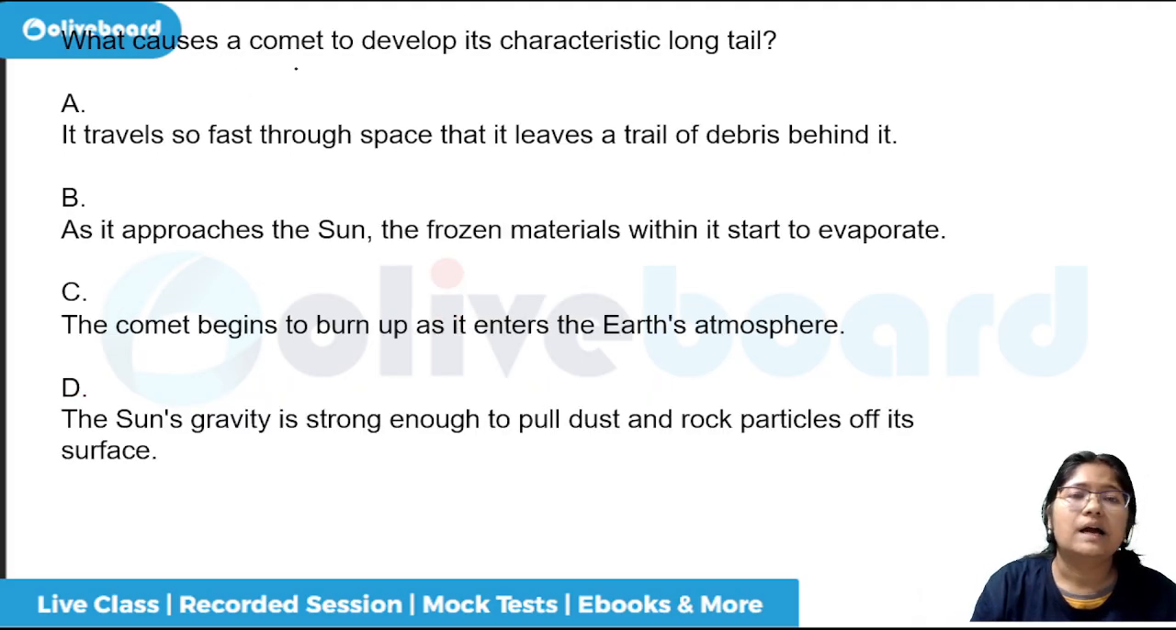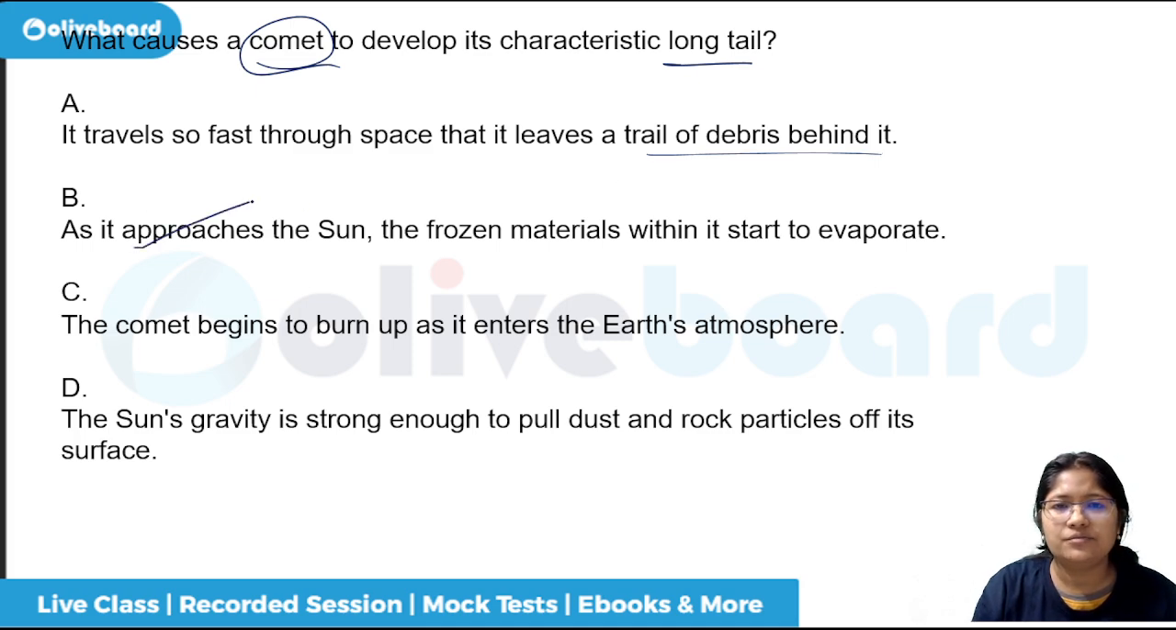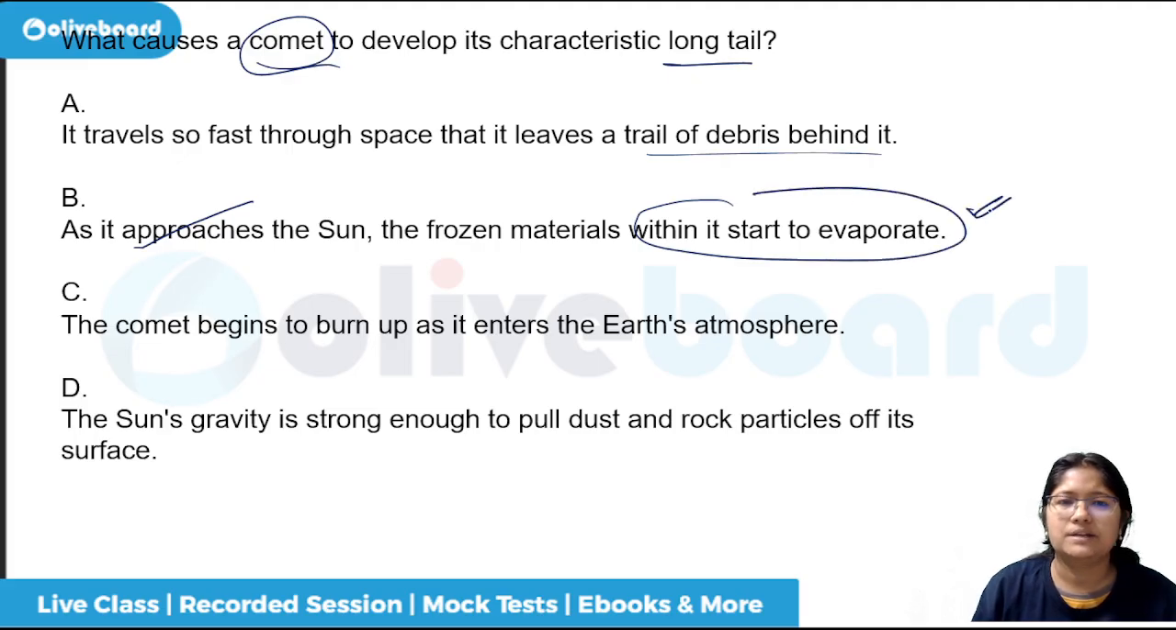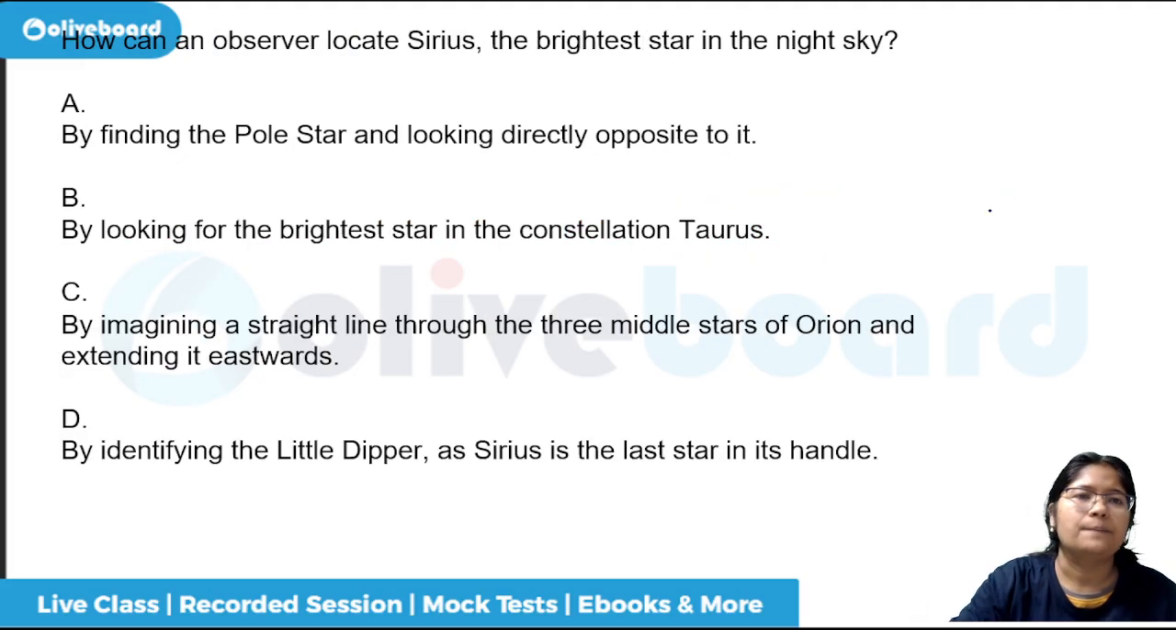What causes a comet to develop its characteristic long tail? It travels so fast through space that it leaves a tail of debris behind it. As it approaches the sun, frozen material within it starts to evaporate. So that is the reason.